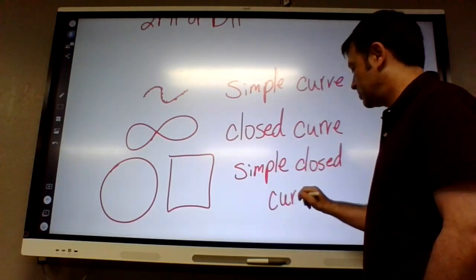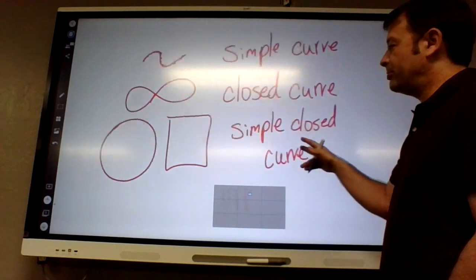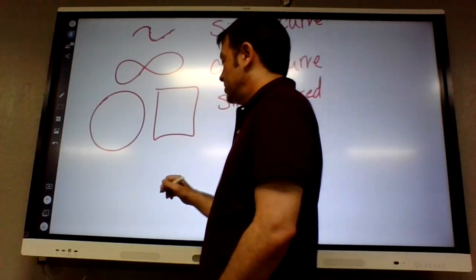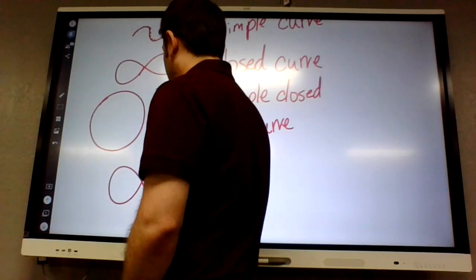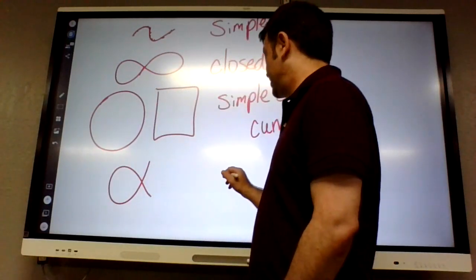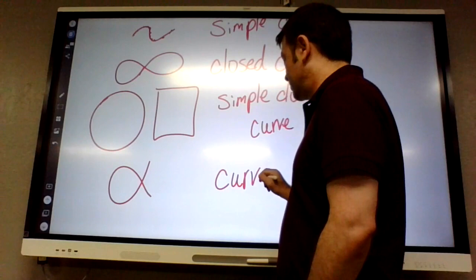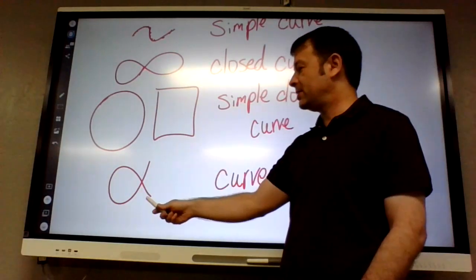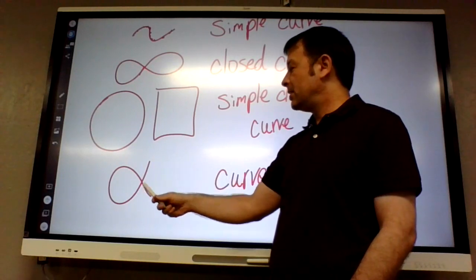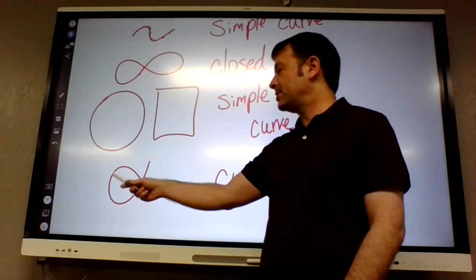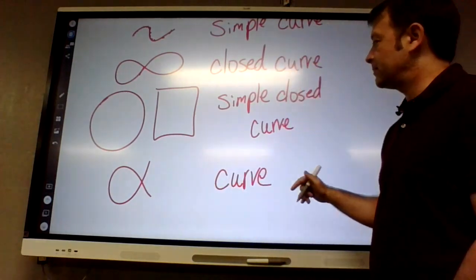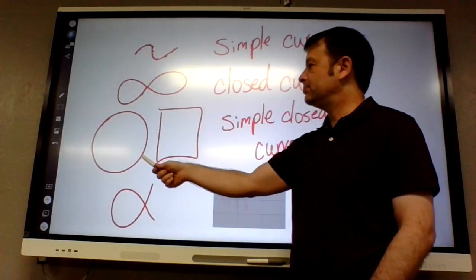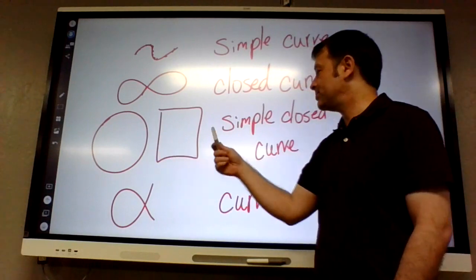curve. Okay, what makes a curve not simple is if it crosses itself. So that would just be a curve. It's not closed because it's got these end points out here. It's not simple because it crosses over itself, so it's just a curve. So most shapes, like two-dimensional shapes, are simple closed curves.